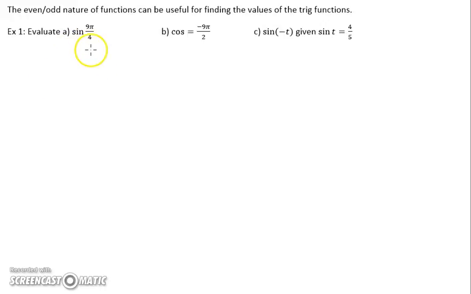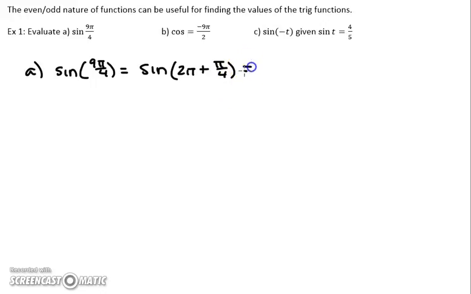So we know that for a, sine has a period of 2 pi. So 9 pi over 4, we can really think of that as 2 pi plus pi over 4. So we know the period is 2 pi. So this is just bringing me around the unit circle once and then going to pi over 4. So we can really just think of this as pi over 4, which is going to be radical 2 over 2.